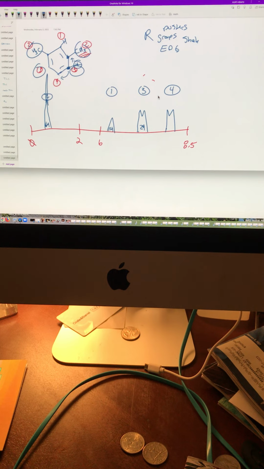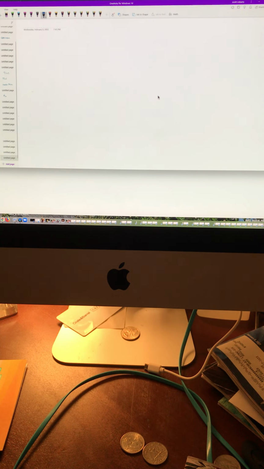How tall is your doublet for signal 4? Because they're the same, 3 and 3 are the same hydrogens. How tall is your doublet? It's only 1 hydrogen tall. I love it. Sweet. Let's play more.